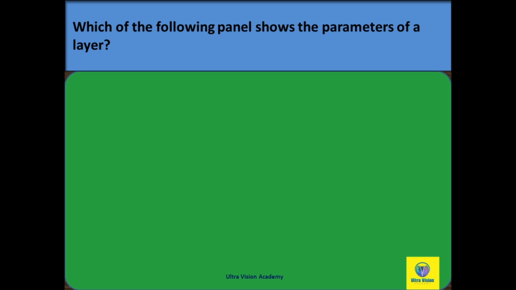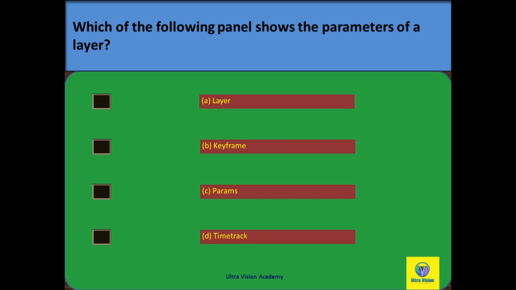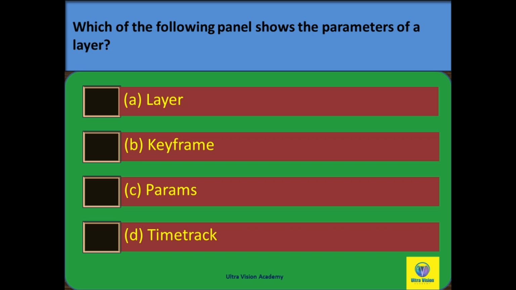Well, third, which of the following panel shows the parameters of a layer? Well, the options are layer, keyframe, params panel, or time track. Well, the answer is C params panel.